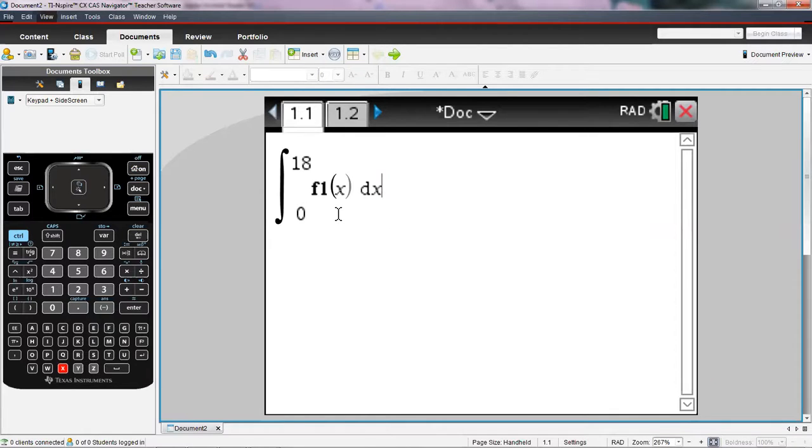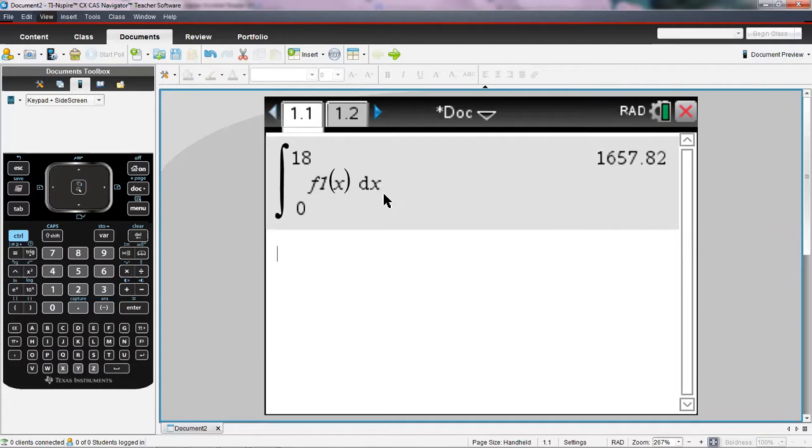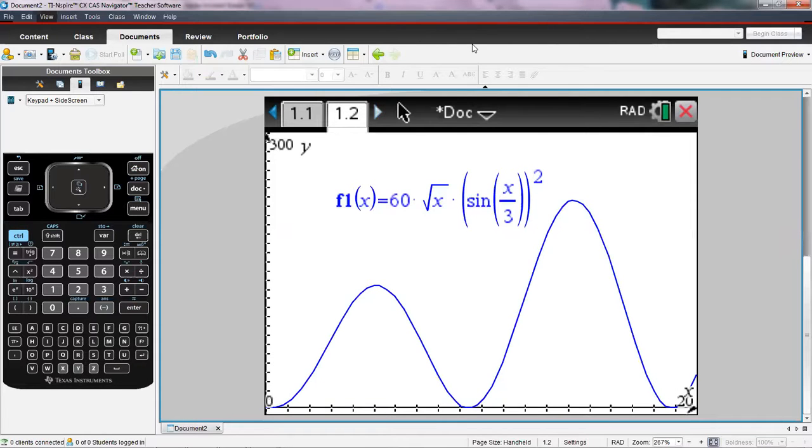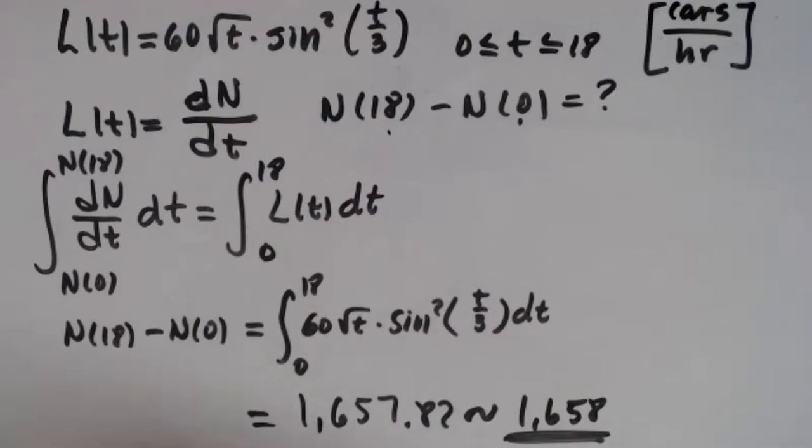What is this going to give me? Well, this integral is going to give me the number of cars turning left. And you see, it is the area under this curve. That's the number of cars. The value of that area represents the number of cars. So you have 1,657.82, so that we are going to round to 1,658. Because you don't have a portion of a car passing, so a car passes or not. So you have that answer, cars.